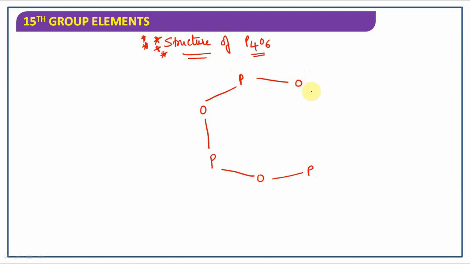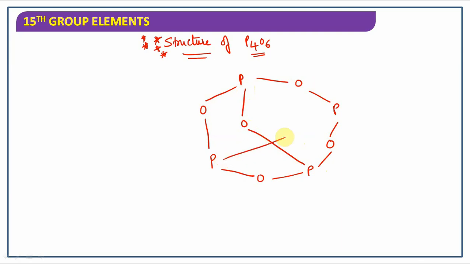Four phosphorus are over. Now one oxygen is pending. Simply, four phosphorus atoms with oxygens. Four oxygens are over. Still, two more oxygens are there. So this is linked like this, and it is linked like this.